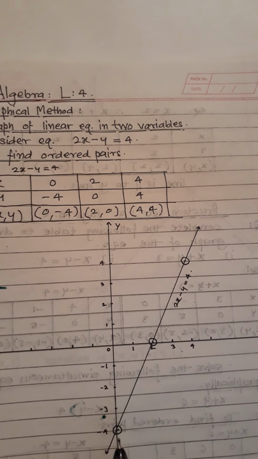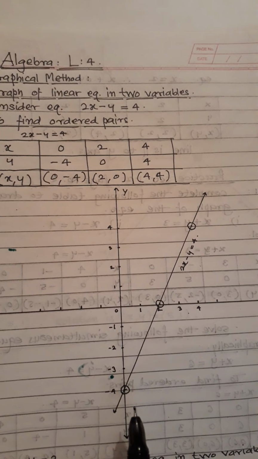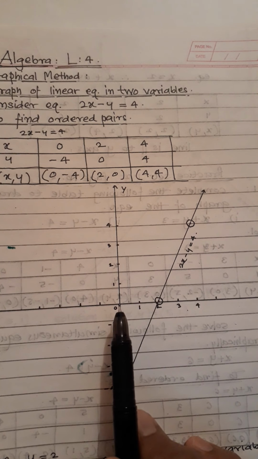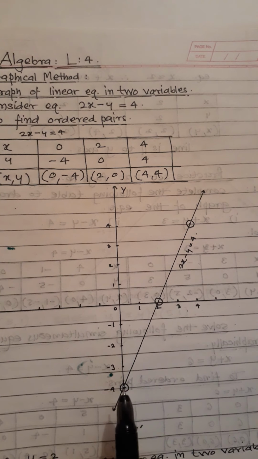And then you plot the points. Okay. Now your first point is (0, -4). So x is 0 and minus 4 means below. So this is your point. This point is on the y-axis.